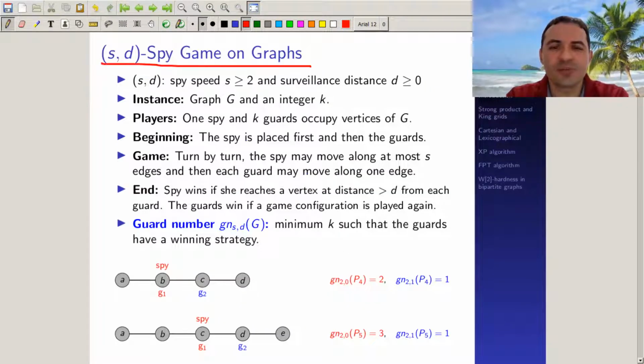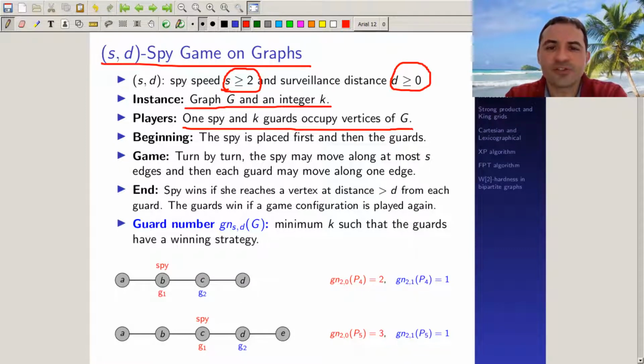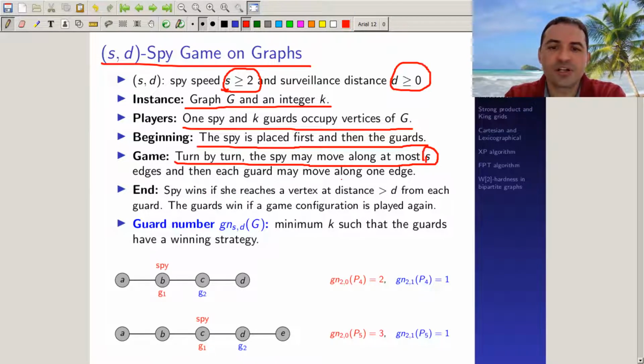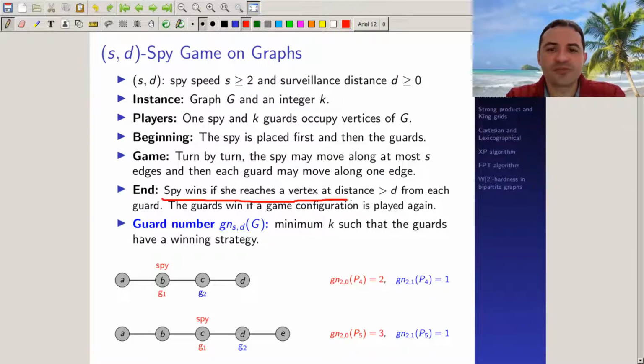In the (S,D) spy game on graphs, where S, at least 2, is the spy speed, and D, at least 0, the surveillance distance, we have a graph G and an integer K. One spy and K guards occupy vertices of G. The spy is placed first, and then the guards are placed. Turn by turn, the spy may move along at most S edges, the spy speed, and then each guard may move along one edge. The spy wins if she reaches a vertex at distance greater than D from each guard.